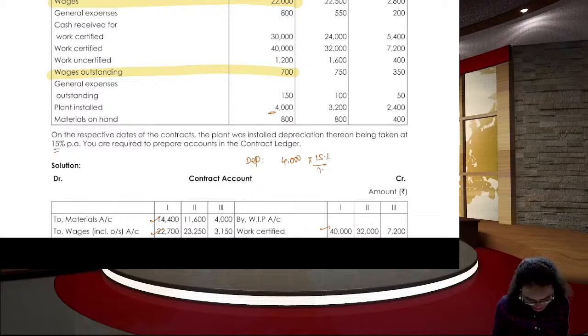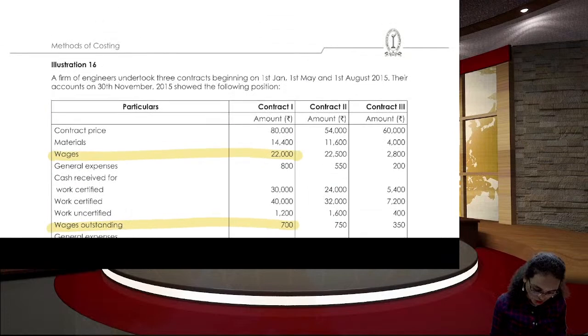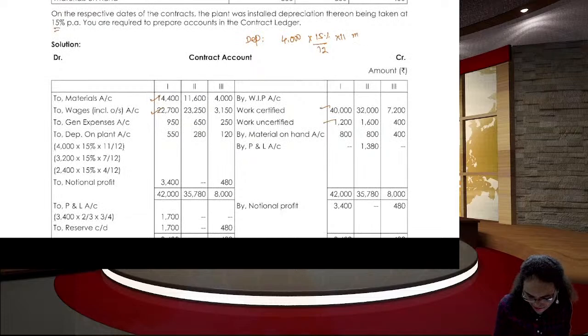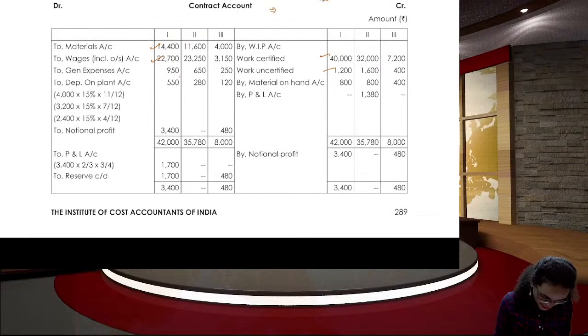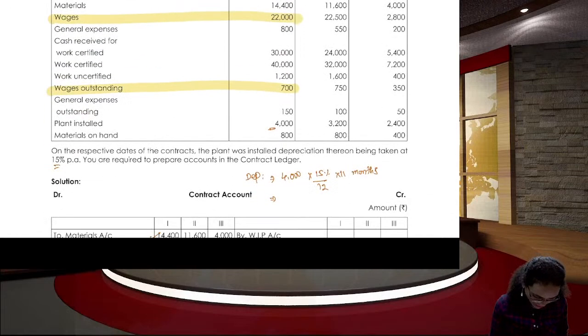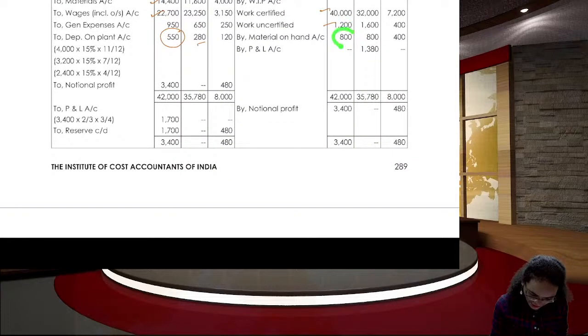This is per annum, in the sense divided by 12. But this plant was installed when the contract 1 was started on January 1st. But we are closing the books of accounts on 30th November, in the sense for 11 months. So 4,000 into 15% divided by 12 into 11, that is 550. See, this is the calculation. For the respective contracts, you do it. And next one, material on hand, that is the closing material. Closing material 800.